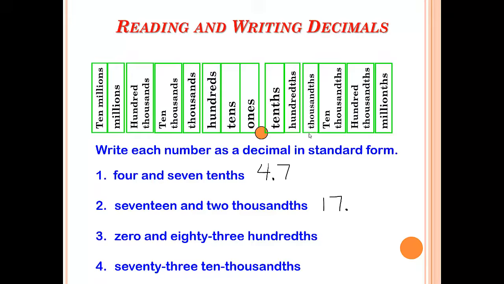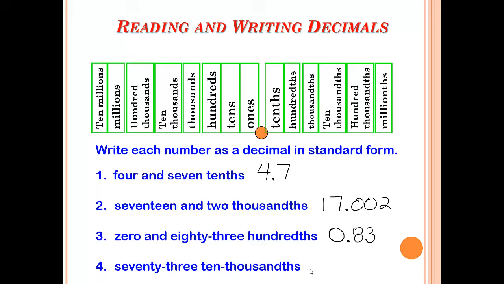For number 3, we have 0 and 83 hundredths. So 0 and would be our 0, and then our decimal point. And now we need to do 83 hundredths. We'll find the hundredths place, which is 2 places after our decimal point. I'm going to put the 3 in that place. The 8 for the 83 would go right in front, which the 8 would be in the tenths place. So we have 0.83.